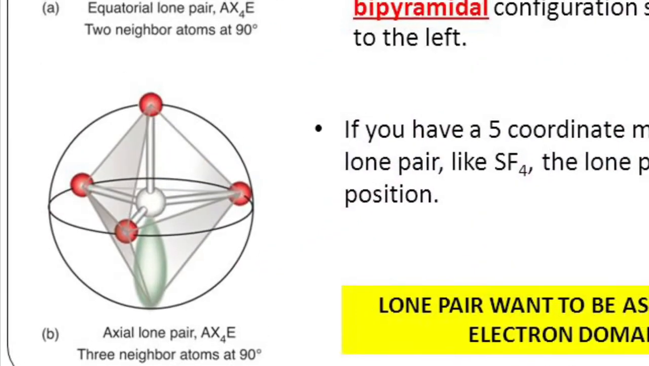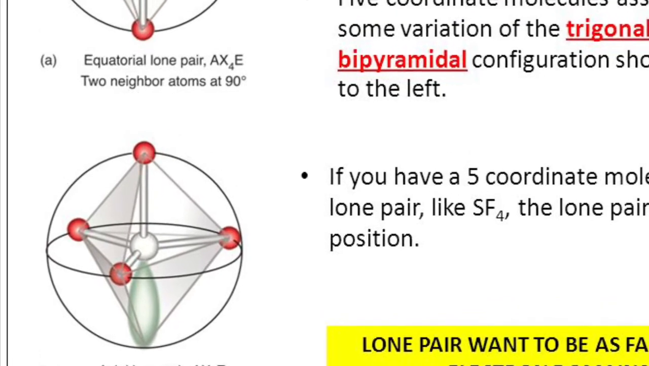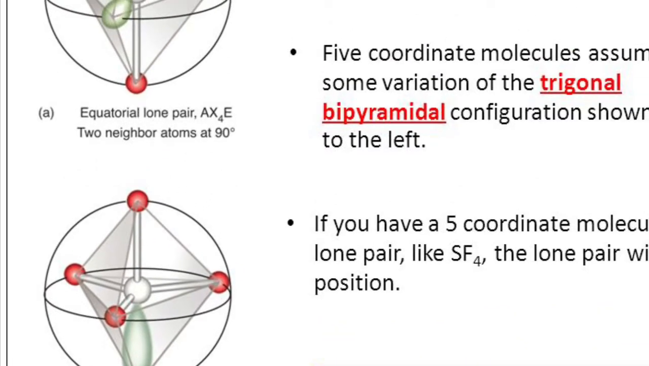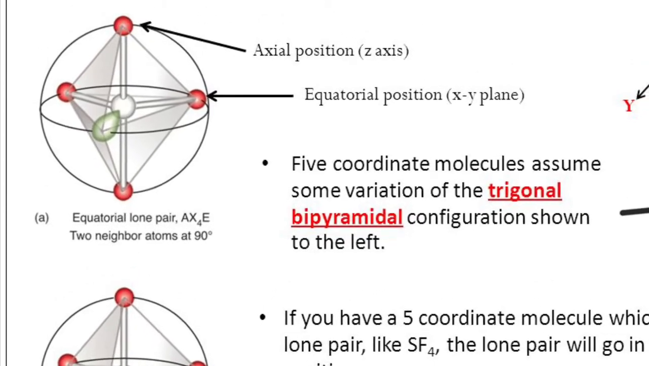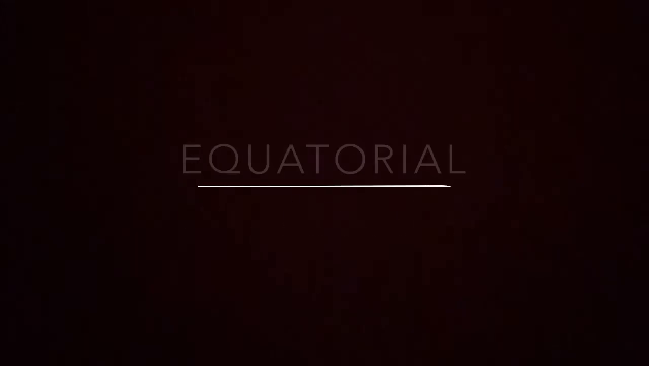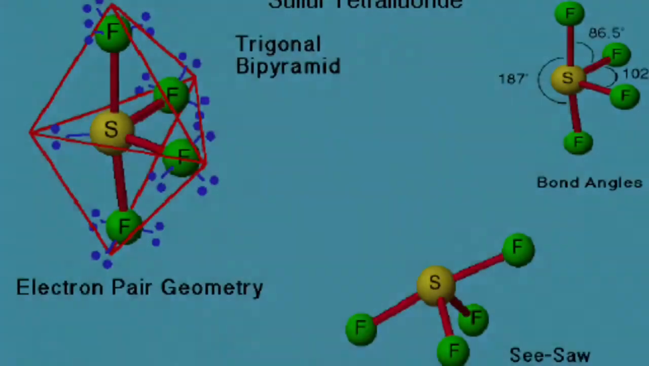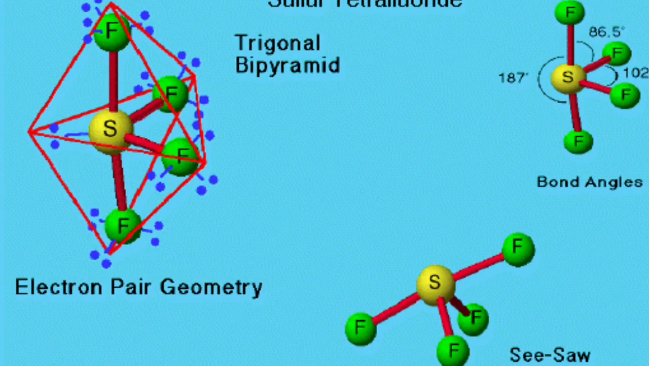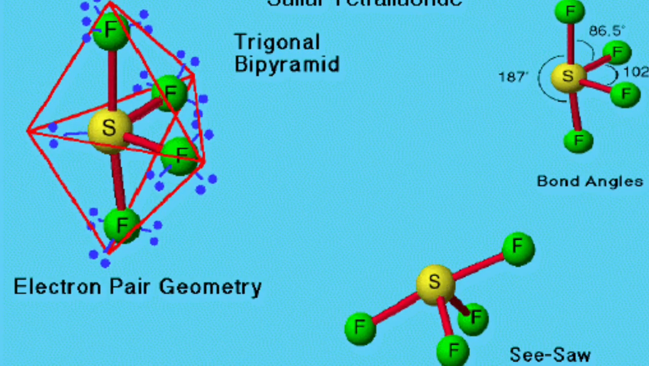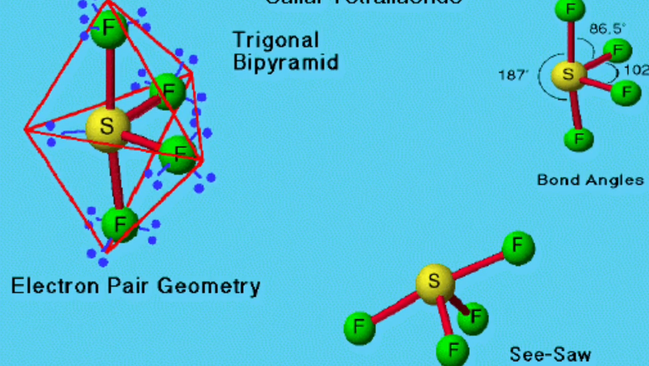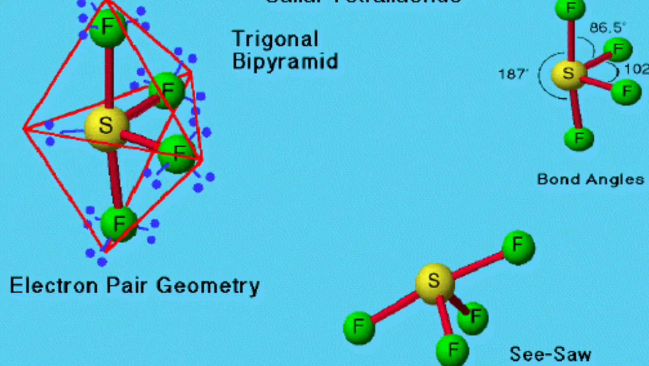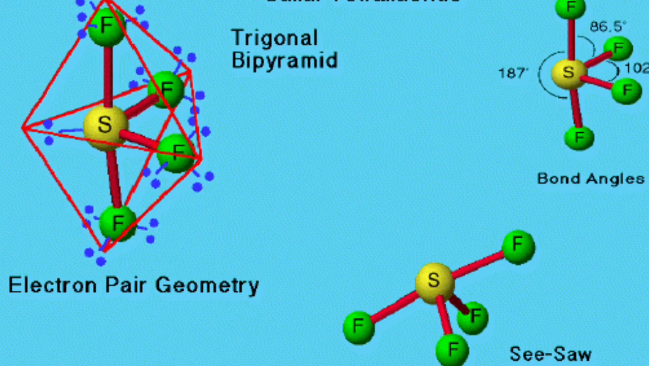When we extend the VSEPR theory to molecules in which the electrons are distributed towards the corners of a trigonal bipyramid, we run into the question of whether non-bonding electrons should be placed in equatorial or axial positions. Experimentally, we find that non-bonding electrons usually occupy equatorial positions in a trigonal bipyramid. To understand why, we have to recognize that non-bonding electrons take up more space than bonding electrons.